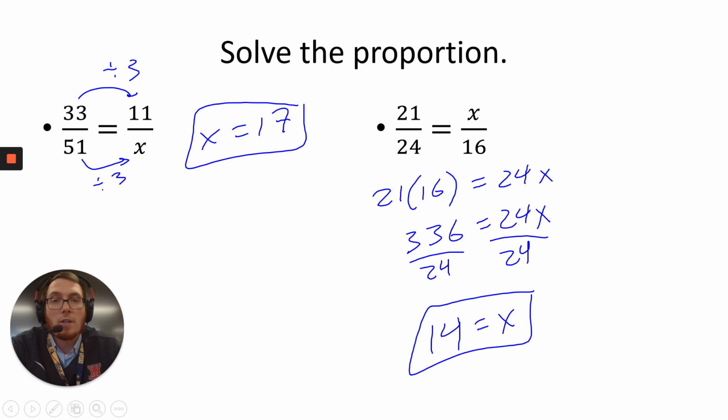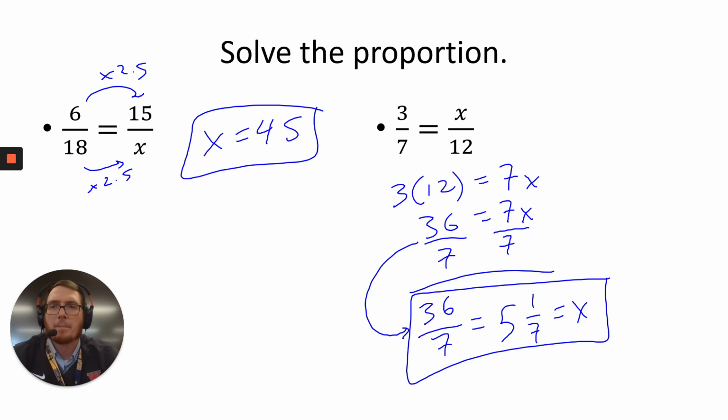Second one, cross multiply. 21 times 16 equals 24x, so you divide both sides by 24. 336 divided by 24 would be 14. Once you get into the habit of cross multiplying, it becomes easier and easier to solve. And again, the suggestion is that you're able to do that in all cases, so make sure you know how to cross multiply these situations.